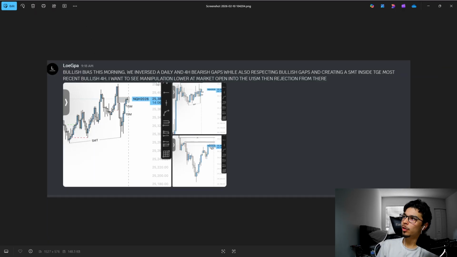All right, bullish buys coming in this morning. We inverse a daily fair value gap, bearish gap, and we also inverse a 4-hour bearish gap as well, while also respecting bullish gaps and creating an SMT inside the most recent bullish 4-hour fair value gap. Okay, here's our SMT down here.